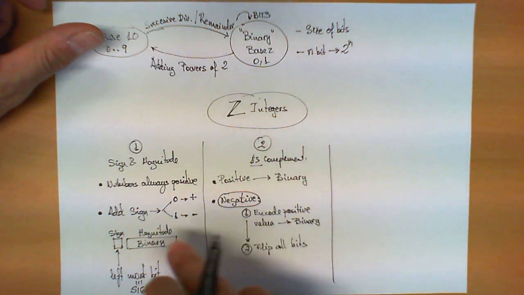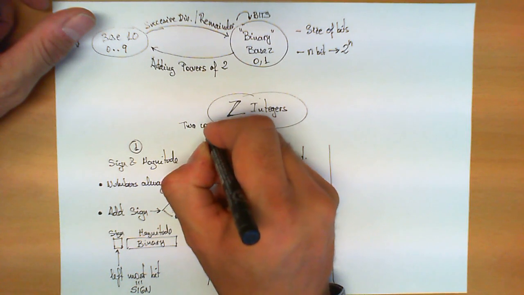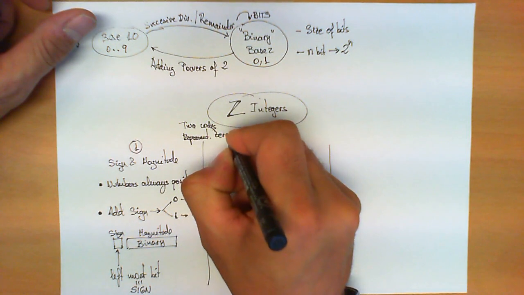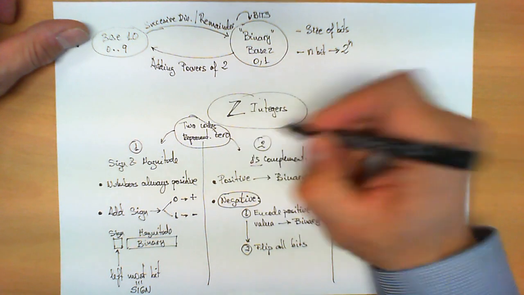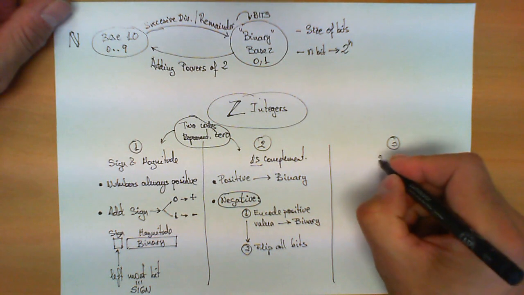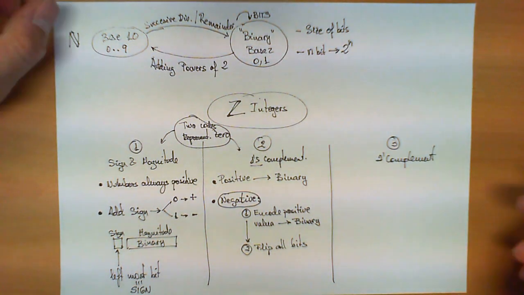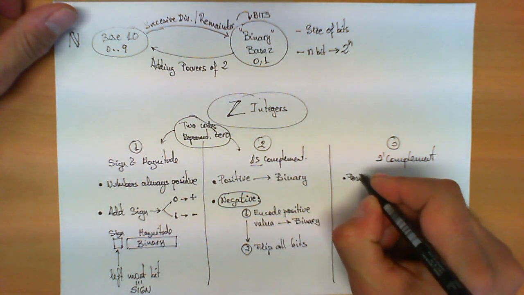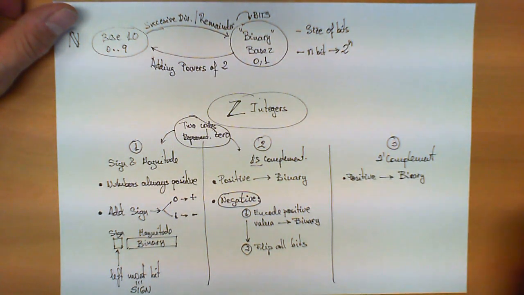Now, the problem that these two representations have is that they both have two codes to represent zero. Number zero is represented with two codes. This is a property of the sign and magnitude, and it's a property of the ones complement. So here comes the third alternative we studied, which is twos complement. With twos complement, the rules are a little bit more complicated than with ones complement, but they're very similar. Positive numbers are still represented as regular binary numbers.